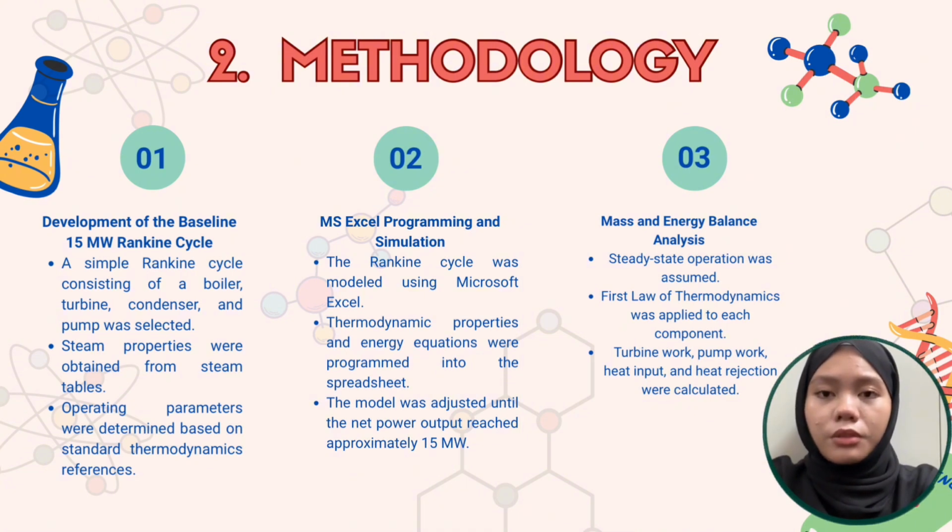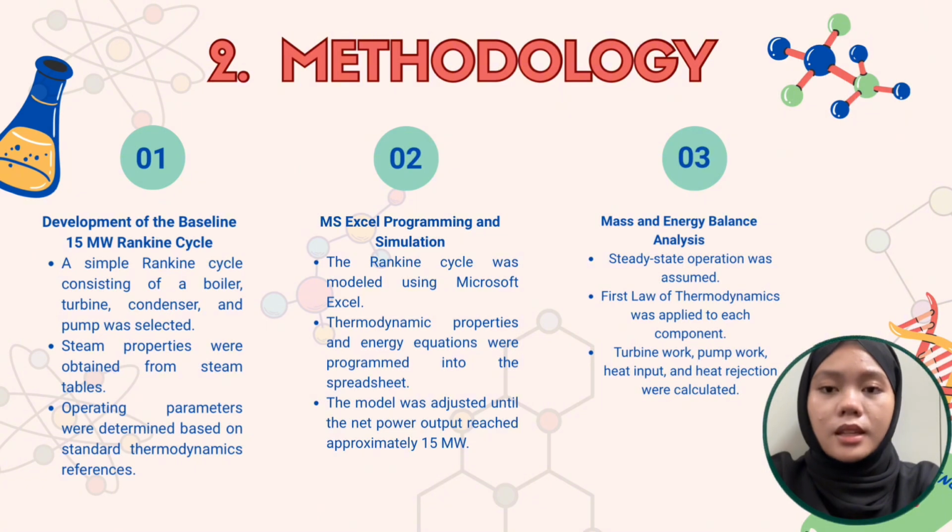First is development of the baseline 15 MW Rankine cycle. A simple Rankine cycle consisting of a boiler, turbine, condenser, and pump was selected. System properties were obtained from steam tables, and operating parameters were determined based on standard thermodynamic references. Second, Microsoft Excel programming simulation. The Rankine cycle was modeled using Microsoft Excel. Thermodynamic properties and energy equations were programmed into the spreadsheet. The model was adjusted until the net power output reached approximately 15 MW.